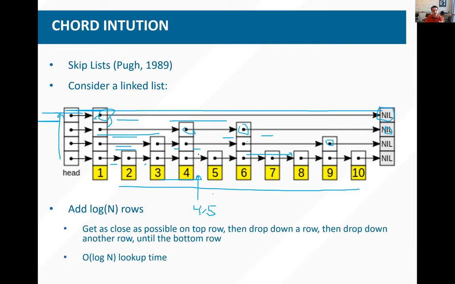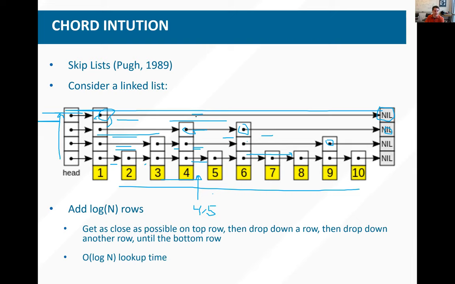But we are going to randomly choose the height. Every node is going to have a level 0 pointer. Half the nodes are going to have a level 2 pointer, a quarter of the nodes are going to have a level 3 pointer, a 16th of the nodes will have a level 4 pointer, etc.